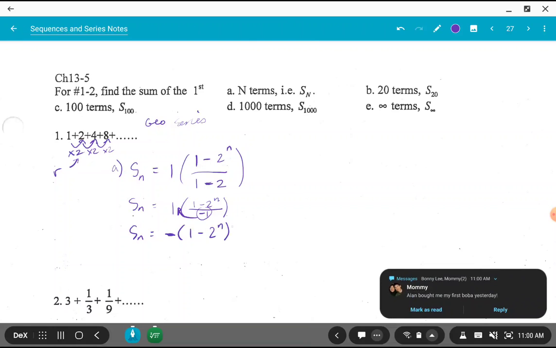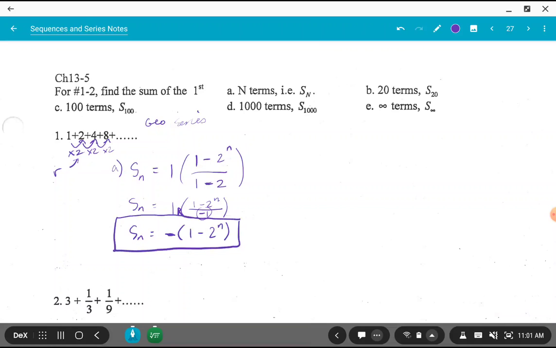And let's go ahead and use this formula and find the specific term numbers. So let's go on to B. So we have 20 terms. So we're going to say S sub 20, the 20 terms, is going to equal, we just plug into our formula that we found in A, negative times 1 minus 2 to the 20th power.